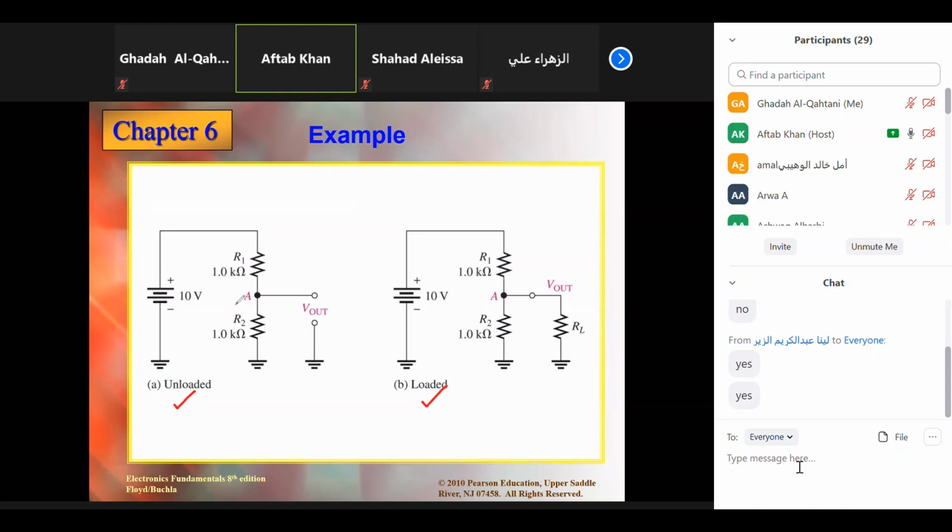Both are voltage dividers. Voltage is dividing here and here in both cases, across R1 and R2. But this one is unloaded, this one is loaded. So is the picture clear? Any doubt here?